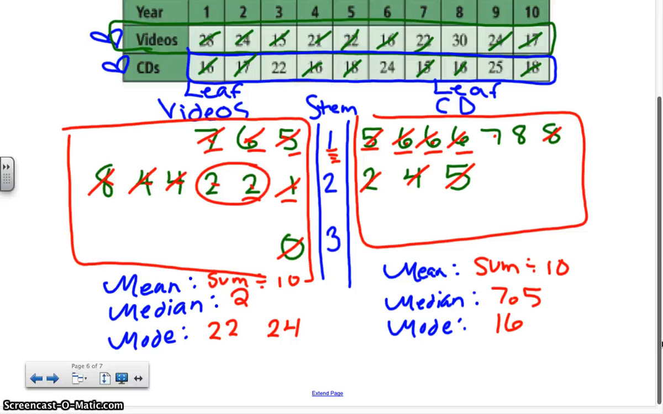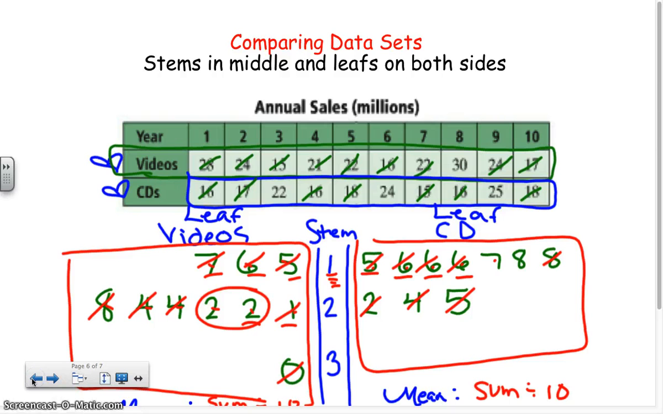So those are some applications to stem and leaf with comparing. They're going to ask you to find mean, median, and modes on both, or to have you do a stem and leaf plot comparing two sets of data points. And you just put them together, stem in the center, and the leaves going outward. And that should get you through your homework.